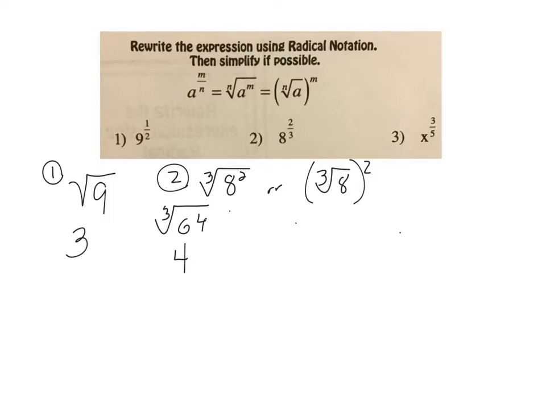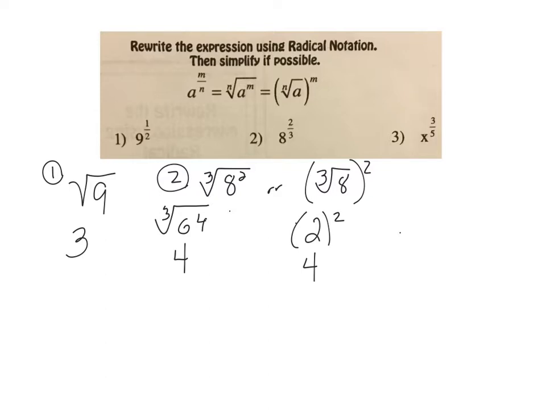Now do it the other way. Do you know what the cube root of 8 is? Cube root of 8 is 2, because 2 times 2 times 2 is 8. So the cube root of 8 is 2, and then you have 2 to the 2nd power. Oh, that makes sense. That's too much work.